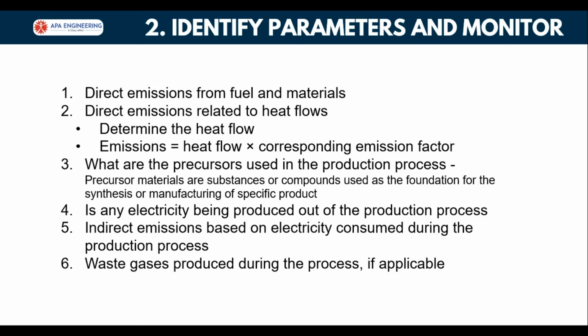And then what is the electricity that is being produced? Is there any electricity that is being produced? For example, some manufacturing units may convert waste gases into electricity, so that can also happen. And what are the indirect emissions based on the electricity consumed during the production process, which also includes the electricity that is being used for the precursor, any operation on the precursor, also any inputs that go inside the manufacturing production process. And then waste gases produced. Obviously, when you are trying to manufacture items like steel, there will be a lot of waste gases, and these are the parameters that you have to identify after you draw or map your system boundary.